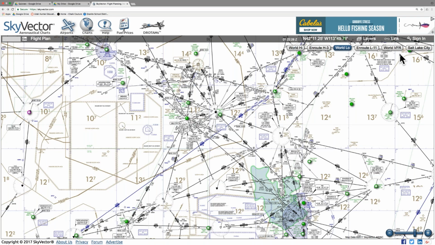So once again, we kind of went over this, but name 3 different types of airways found on navigational charts. Jet Airways, Victor Airways, and Q Airways. Okay.